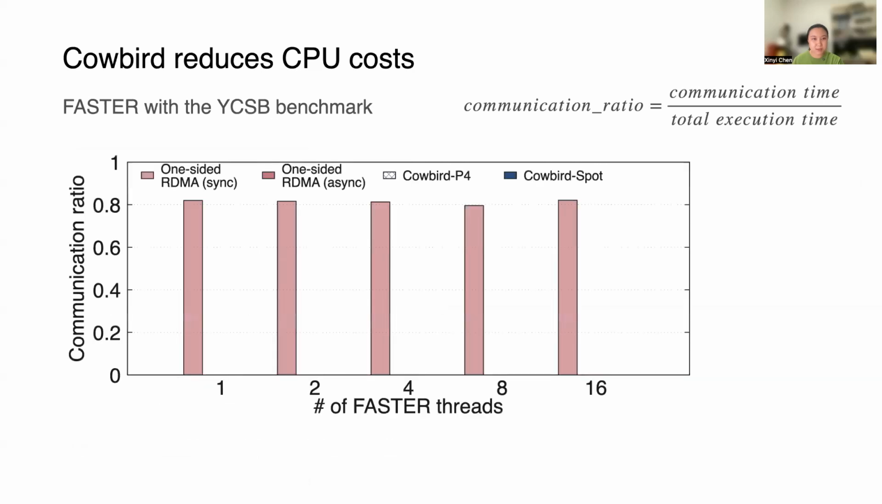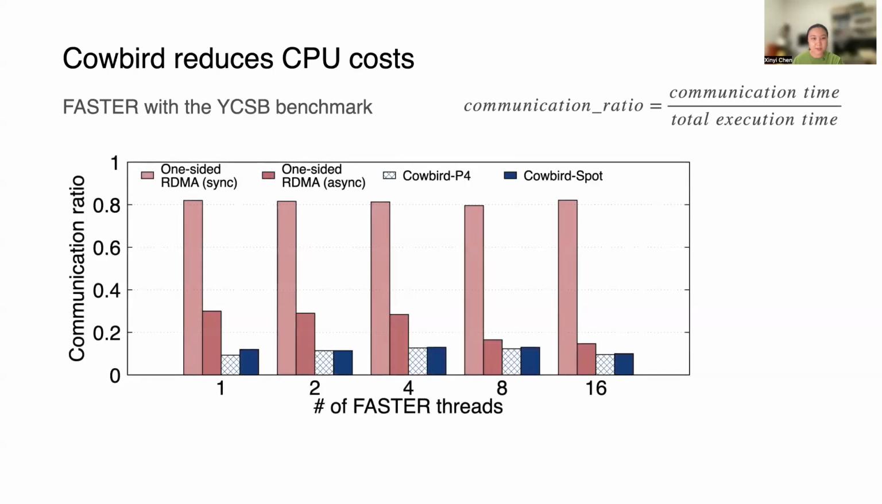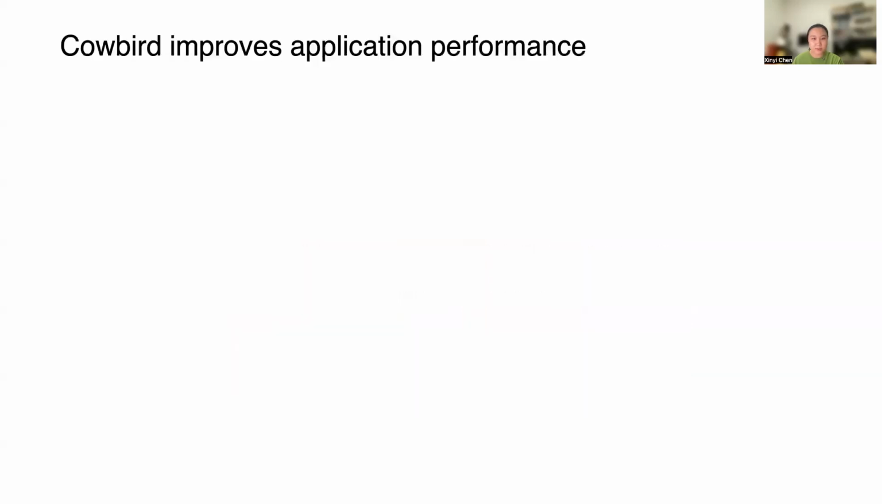disaggregation. We can see from the results that FASTER with synchronous one-sided RDMA can spend more than 80% of its time on communication tasks. This is because it needs to do a lot of busy polling. With asynchronous RDMA, it has much less CPU overhead compared with the synchronous one. However, our Cowbird can further reduce CPU costs and consistently spends less than 20% of CPU time.